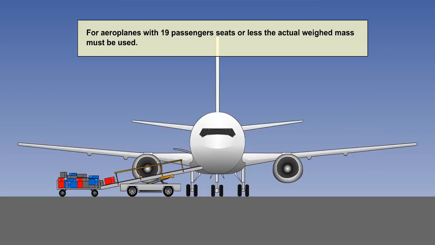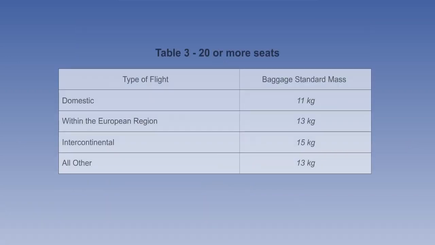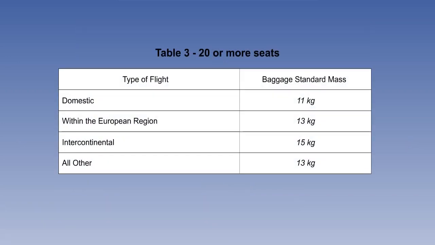The final part of mass values concerns the checked baggage masses which are documented in Table 3, EU OPS 1. It is important to note that for aeroplanes with 19 passenger seats or less, the checked baggage must be weighed. When the total is 20 seats or more, the standard masses in Table 3 can be used. Here on screen, Table 3 is displayed, and you will notice that the flights are separated into 4 types, which we will now define.